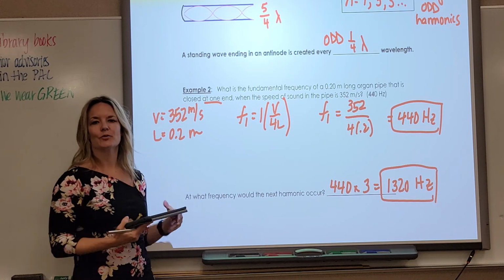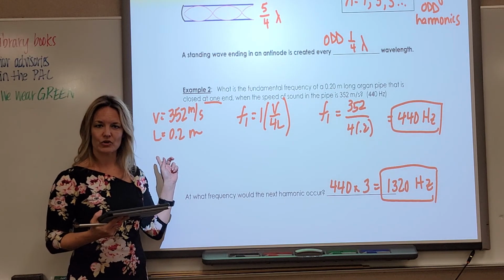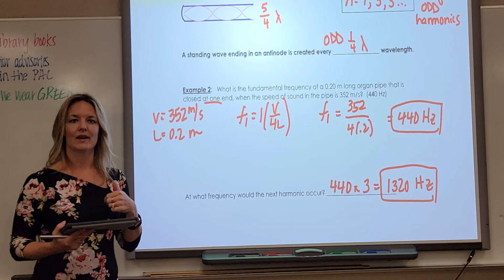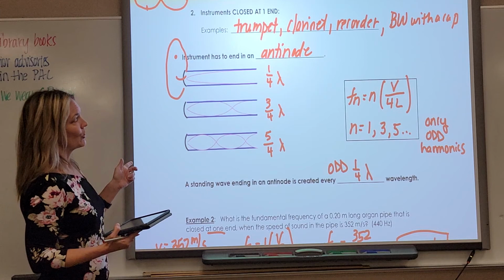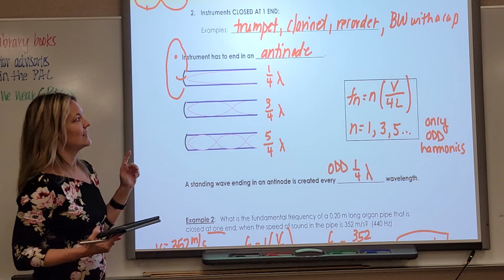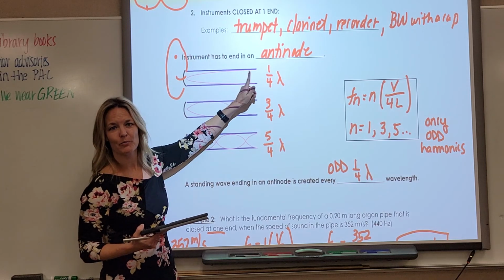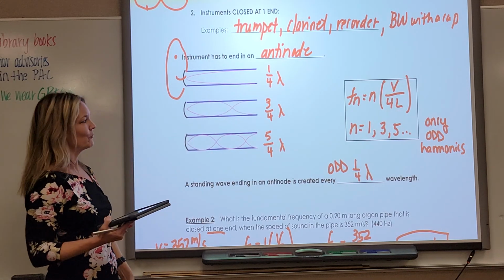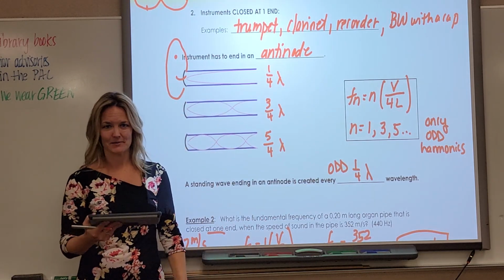All right, so the difference between the instruments is the other one, stringed or open, had to end in a node that occurred every 1/2 of a wavelength, whereas things that are closed on one end have to end in an antinode that occurs not every 1/4, but only on the odd 1/4 of a wavelength. So only odd harmonics will work for that. Thank you.